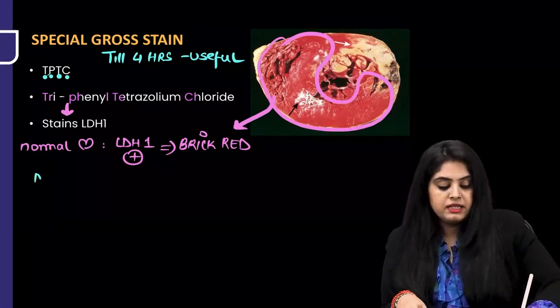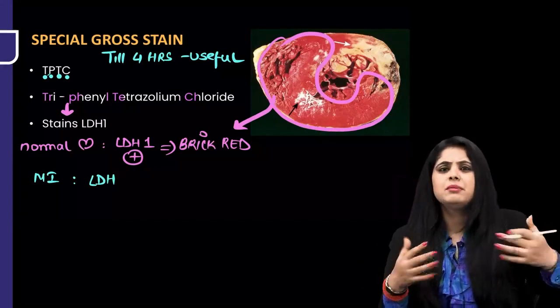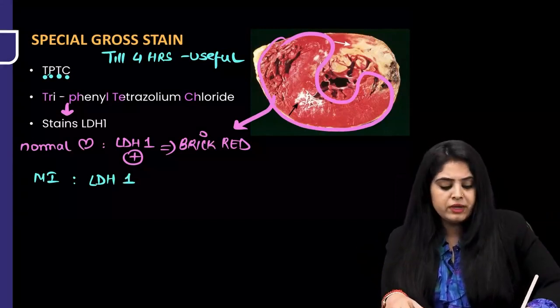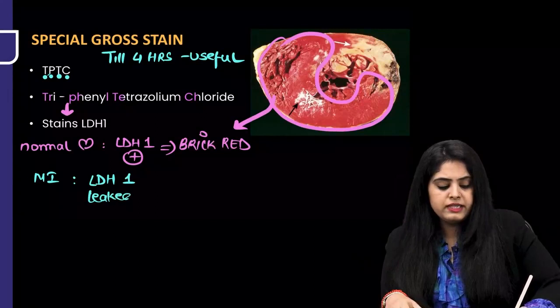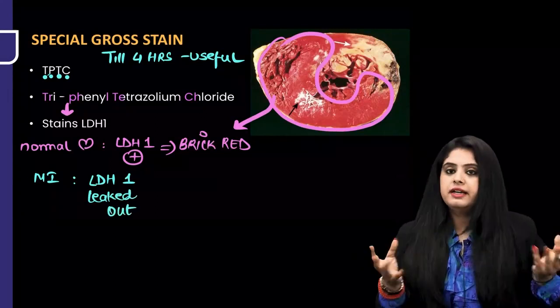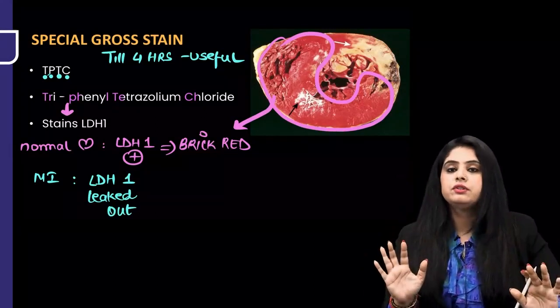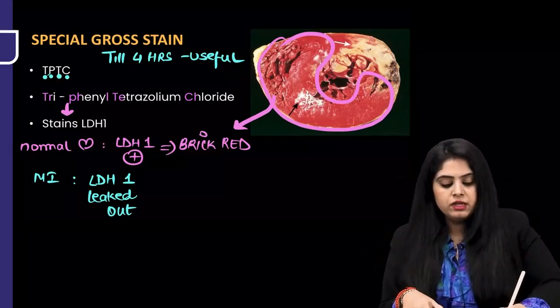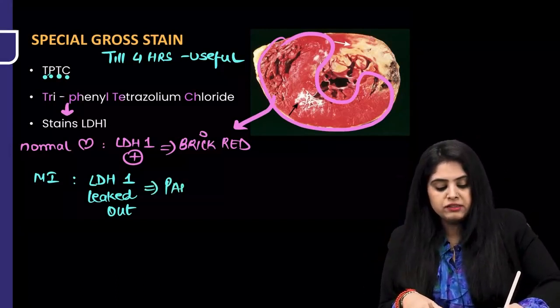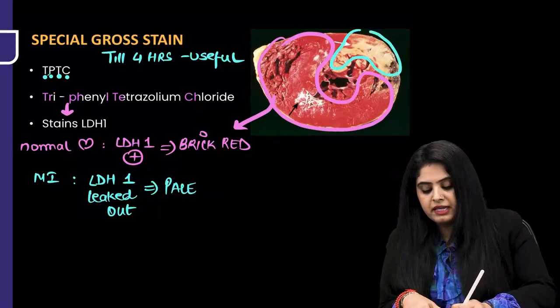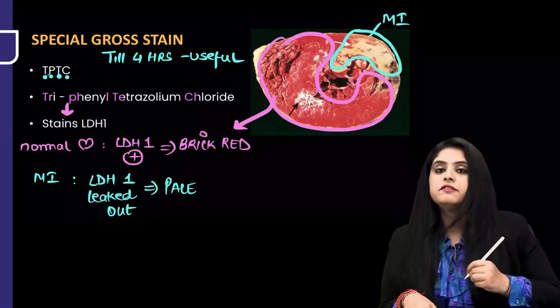Whereas when I'm dealing with a case of myocardial infarction, all the cells have died. MI matlab death ho gaya na? LDH1 is leaked out. If the cell has died, obviously all the LDH1 has gone out into the blood. Heart mein se it has been leaked out. So now that area is going to look pale. So what I see over here is that pale area. This is the area of myocardial infarction.